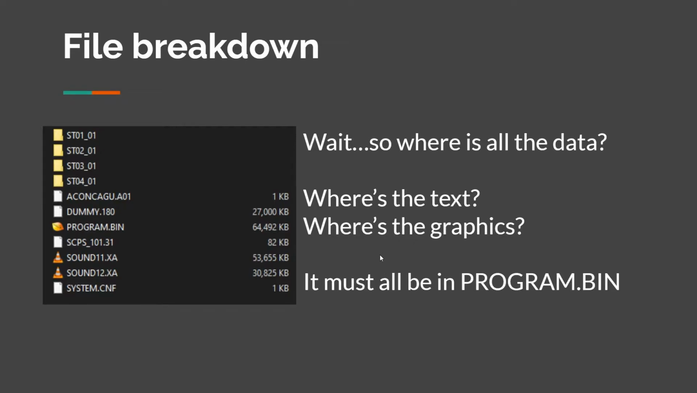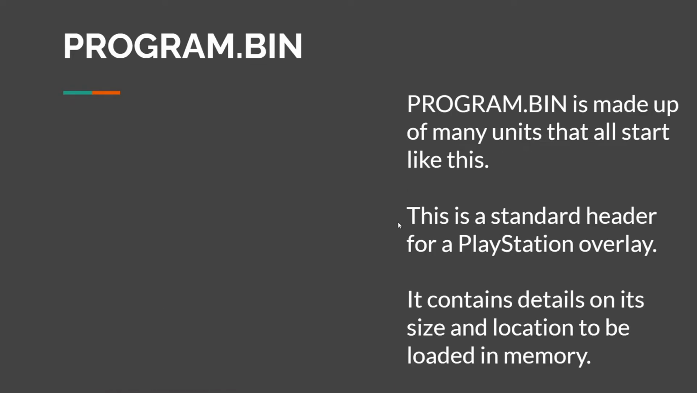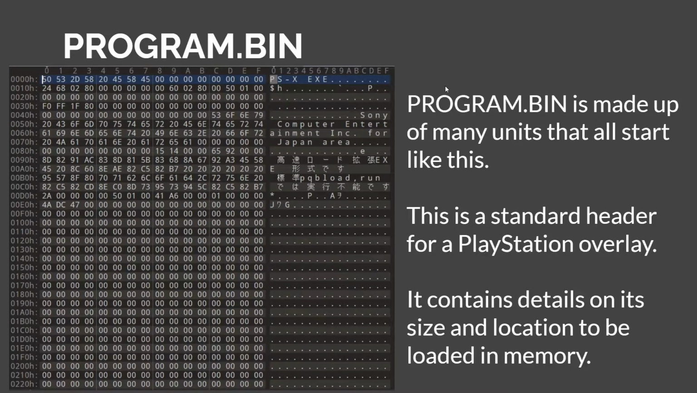Wait, what were we looking for again? Text and graphics? Wait, where's the text and graphics? Well, we've ruled out everywhere else. Everything that we're looking for must be in this program.bin file. So let's take a close look at program.bin.